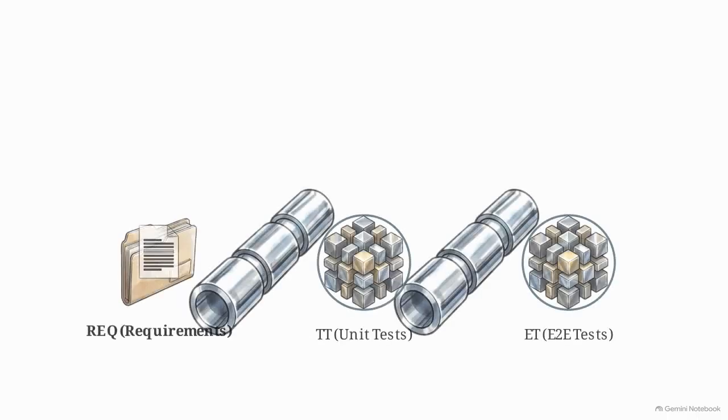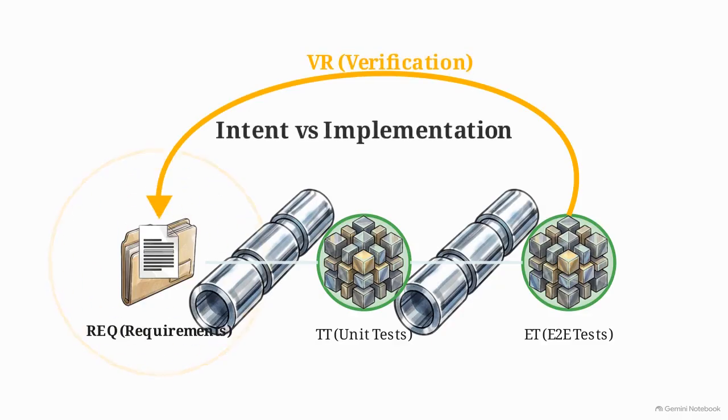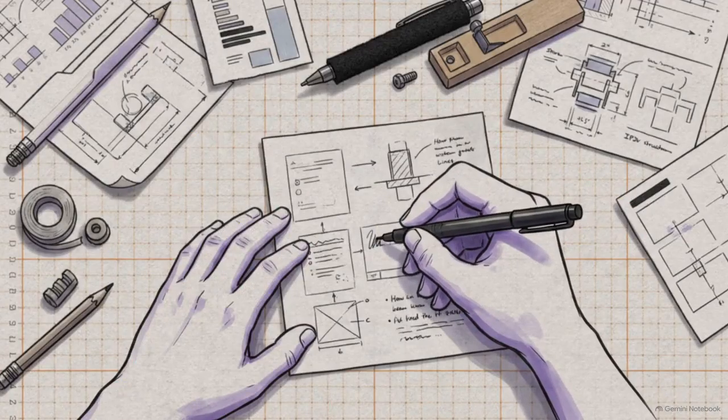After coding, RPD triggers unit tests and end-to-end tests to prove the code compiles and functions mechanically. But passing tests isn't enough. The pipeline loops back for verification, or VR, comparing the functional code directly against the original REQ document to ensure your goal was met.